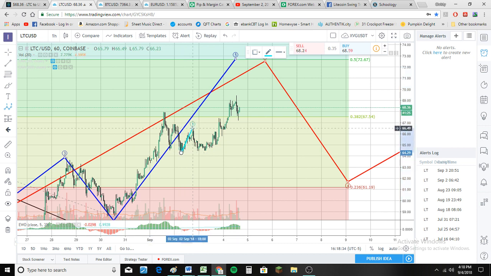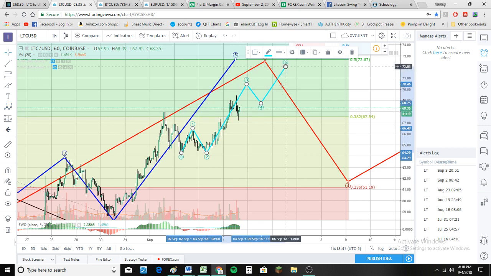Well, I'm just still going to count this as a 1. I'm still going to count that as a 2. I need to expect a 3, a 4, and a 5 to come. And I need to be able to count 5 subwaves of this 3. I've got to be able to count 5 subwaves of this 1.